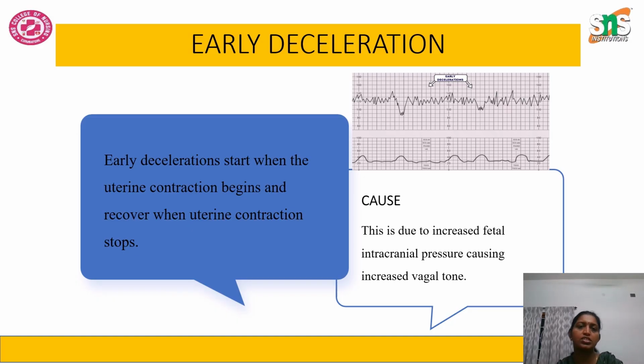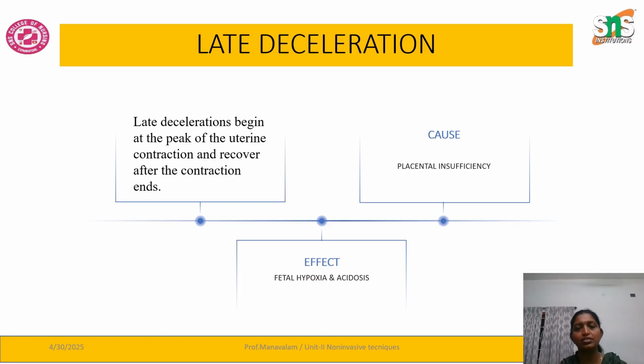Because of this, there is a change in the fetal vagal tone. Increasing the vagal tone shows the variation in the fetal heart rate. Once the head compression is relieved, there is a recovery of intracranial pressure. So the normal vagal tone is recovered fast. Then the fetus comes back to the baseline fetal heart rate. Next, the reason for late deceleration.